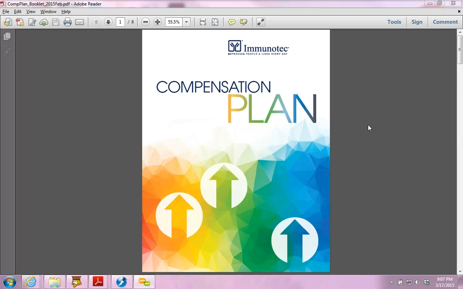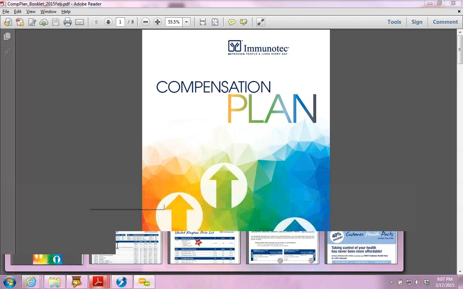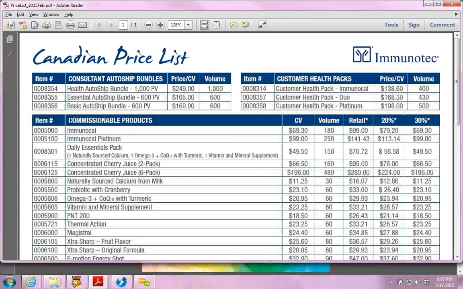And where I'm actually going to start is not on the compensation plan folder. I am going to start on the price list. So here is the Canadian price list. Loretta, are you able to see what we're looking at? No, sorry, but I'm listening. Okay. So here we're looking at the Canadian price list, and you will see there's this line of titles here. It says CV, volume, retail, 20% and 30%. So the number I really want to look at here is the one that says volume.